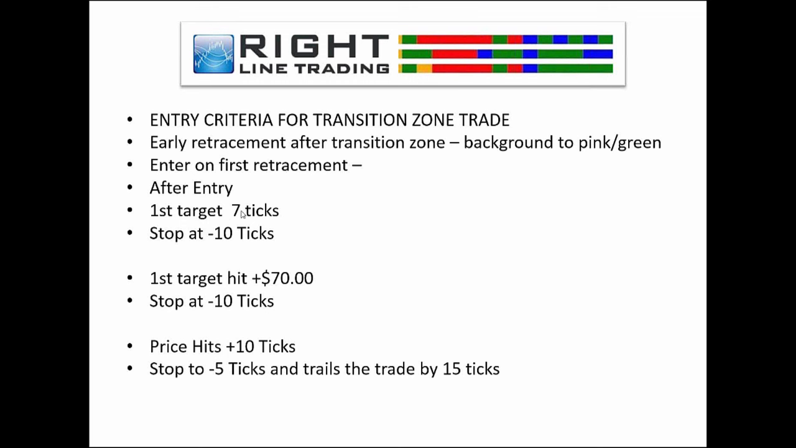Right here. You're up 70. You still have 10 ticks of risk on the trade. Once the price hit 10 ticks, the stop moves to -5. Your maximum downside cost here is plus $20. Once it goes to 10 ticks, you're then up. You can take yourself out to McDonald's.